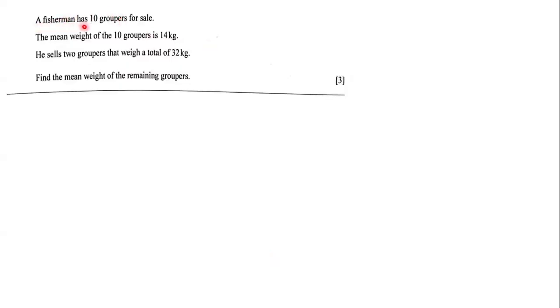A fisherman has 10 groupers for sale. The mean weight of the 10 groupers is 14 kilograms. He sells 2 groupers that weigh a total of 32 kilograms. Find the mean weight of the remaining groupers.